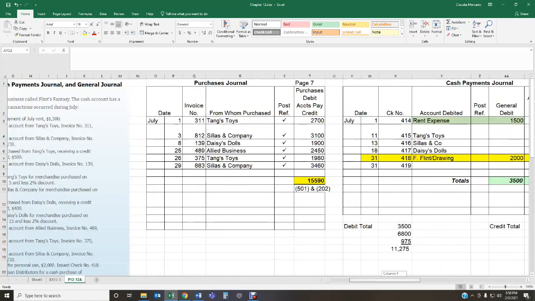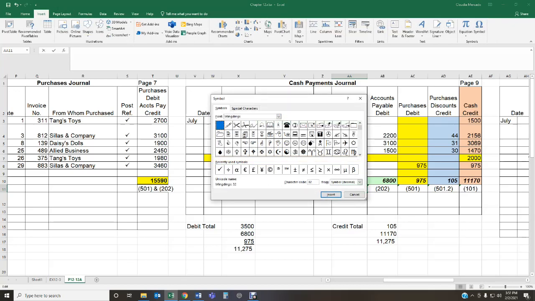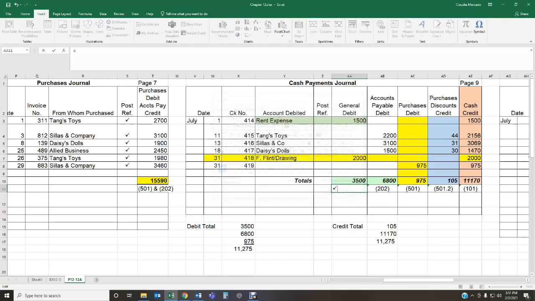Okay. Then we have the cash payments journal. This is whenever cash is leaving the organization. We're using money to pay for certain things, okay? Now here we have the different accounts that are being affected. For the 3,500 general debit, that is going into the rent expense, and then the drawing account for the 2,000. So that has been posted, and I'm just going to put a check mark. That way it lets me know that I've posted those transactions.